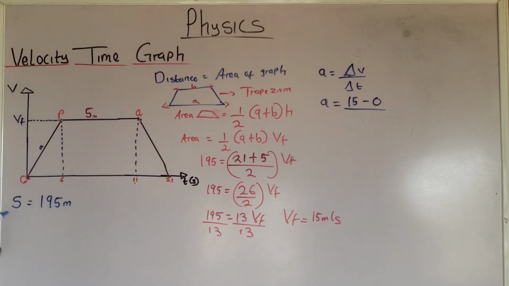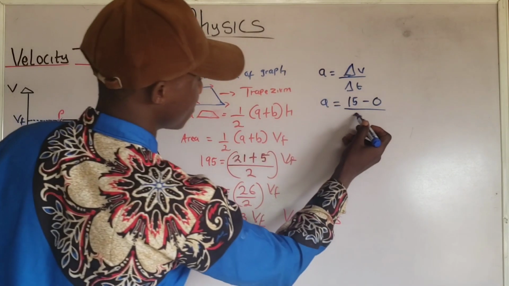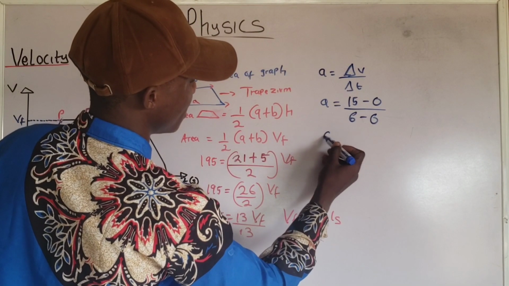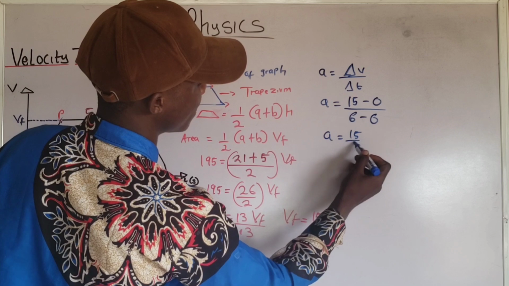Because we are asked to calculate the acceleration of the section OP. You understand? So don't go and use 21. Use 6. You understand? Because that is the time it takes to accelerate from rest to the point P. So the final time is 6. So I'm going to have 6 minus the initial time, which is 0. Okay? A is equal to 15 all over 6.